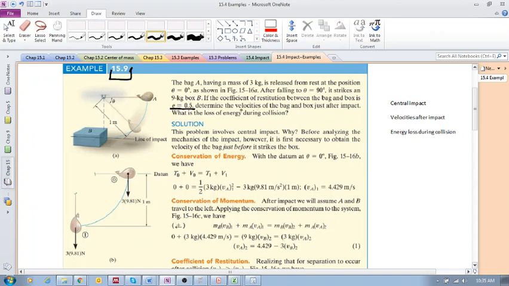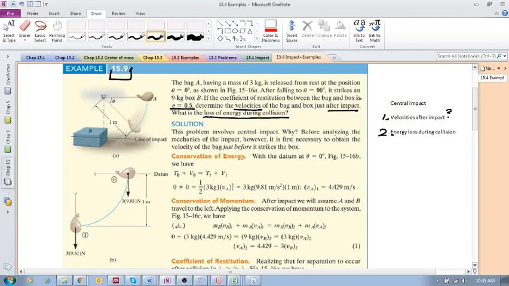Okay, this is what I've been saying in the previous videos. Determine the velocities of the bag and box after impact. So there's question 1, the velocities after impact. And what is the loss of energy during the collision? So there are 2 questions. And how are we going to solve this?